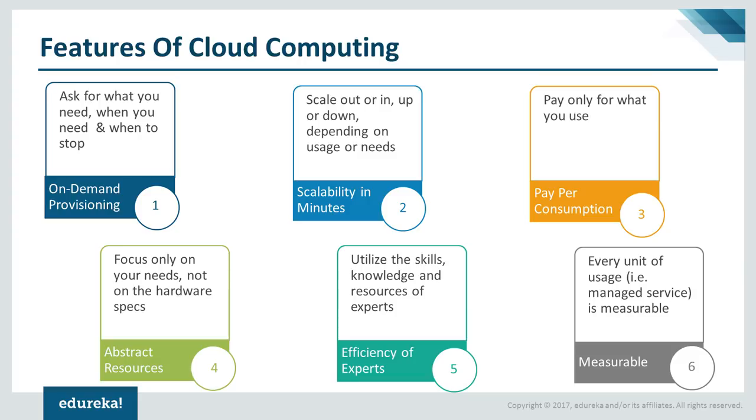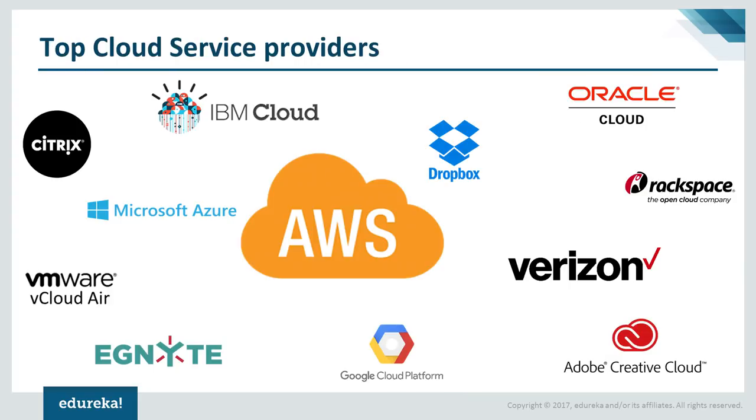So the time factor, the cost factor, and the money factor, everything gets optimized here. These are the features why cloud computing is so valuable. Now that we've understood what cloud computing is, what cloud is, let us go ahead and see what are the different cloud service providers. To be honest, there are quite a few service providers in the market. We have IBM Cloud, Microsoft Azure, Google Cloud Platform, Dropbox. All these service providers are great, but AWS leads the way.